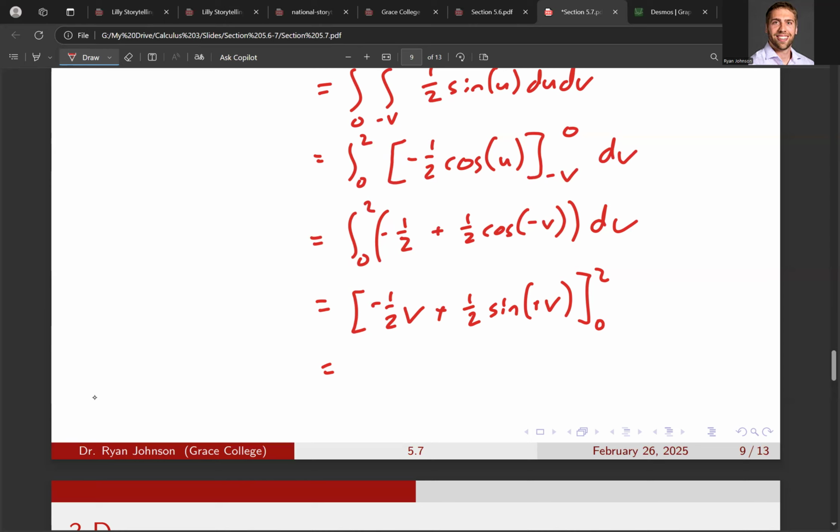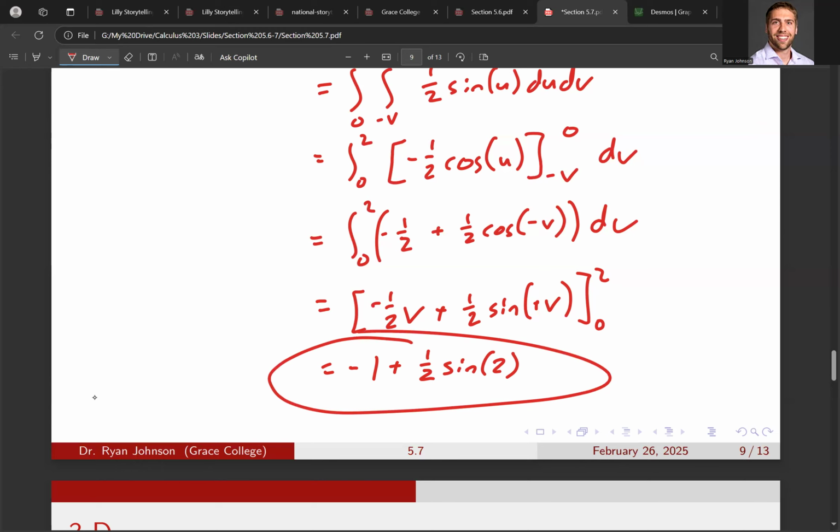And then negative 1 plus 1/2 sine of 2, and then minus 0. So there you go. Okay. So that's an example of using Jacobians.